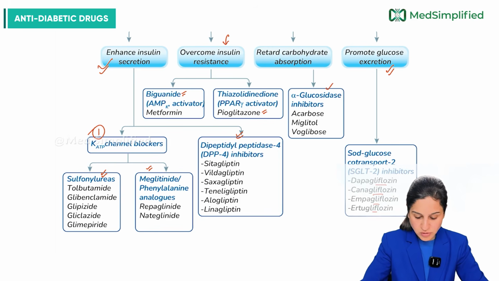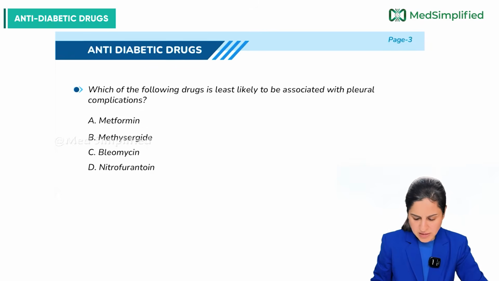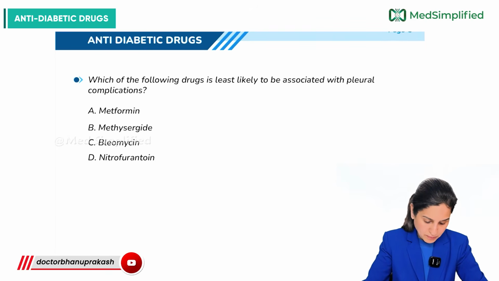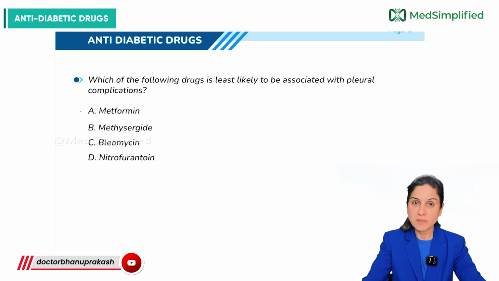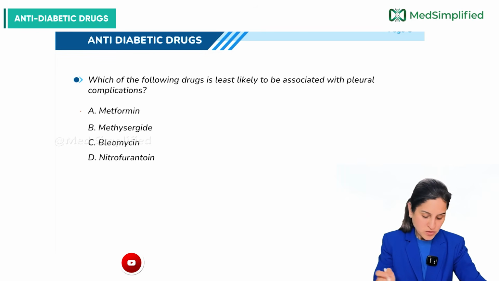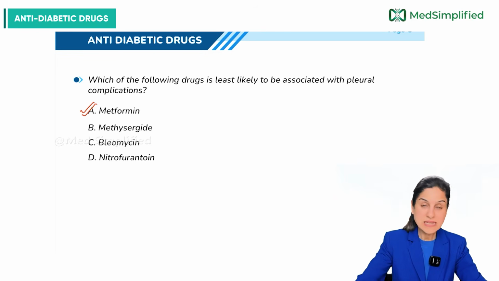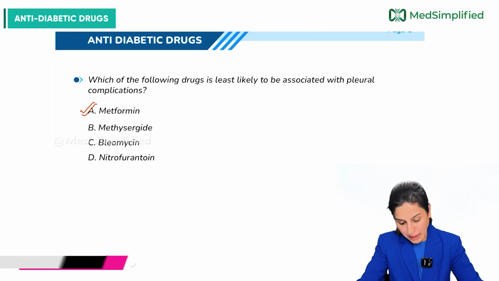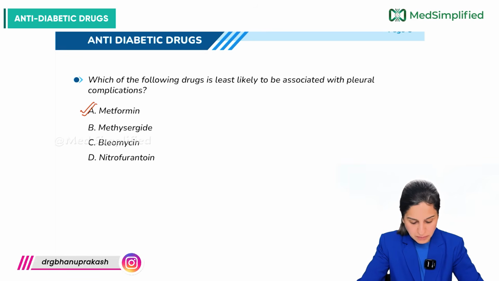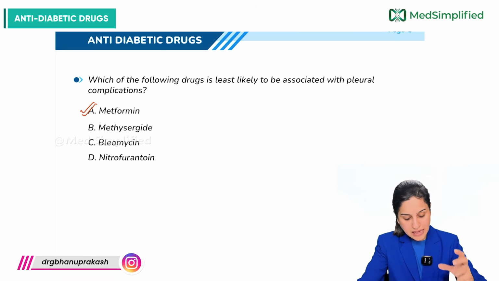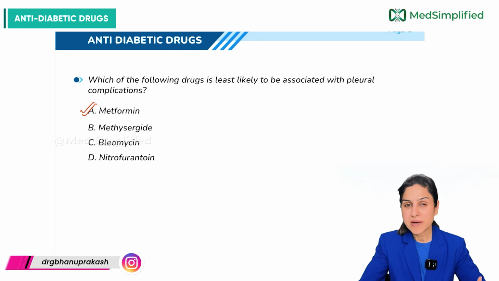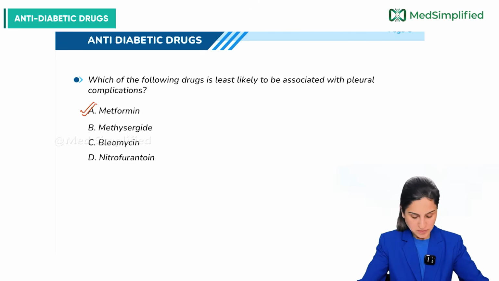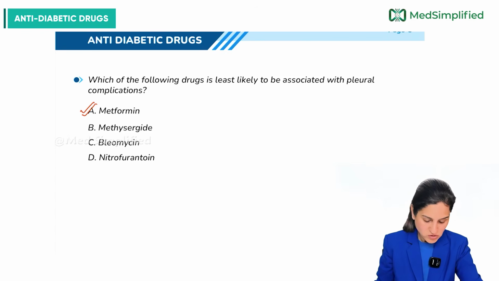Now we are going to first do this MCQ which was asked in a previous year paper. Which of the following drugs is least likely to be associated with pleural complications? Metformin, methysergide, bleomycin, nitrofurantoin. Out of them, metformin is the correct answer. It has nothing to do with pulmonary complications, while the others like methysergide, bleomycin, nitrofurantoin can all lead to pulmonary complications like fibrosis, etc. So this was one of the previous year questions from this chapter.